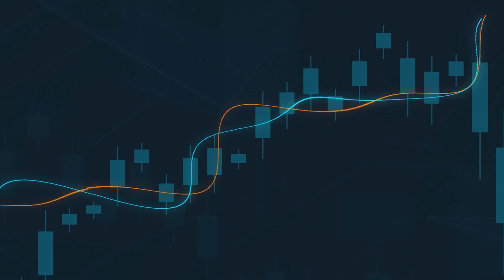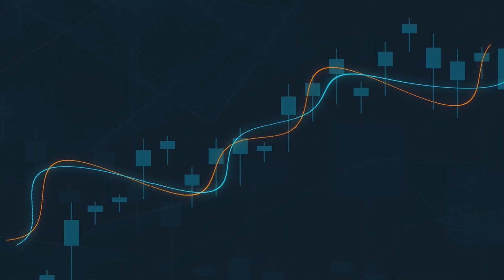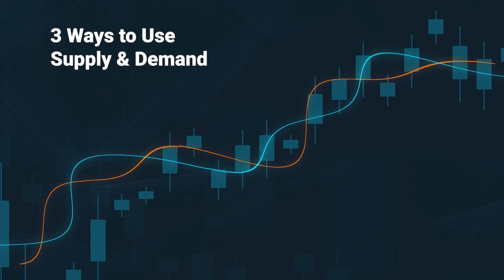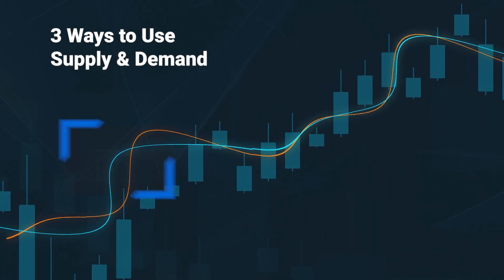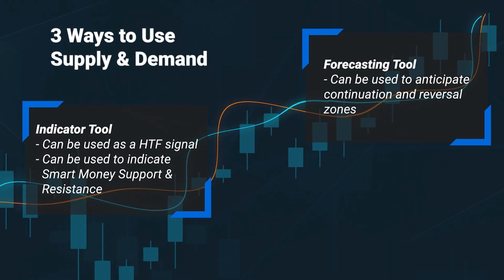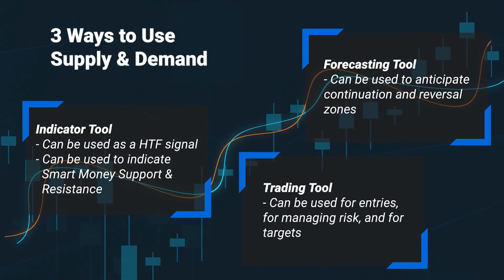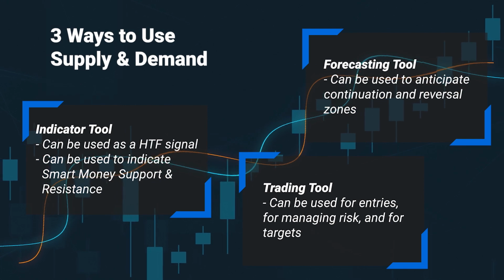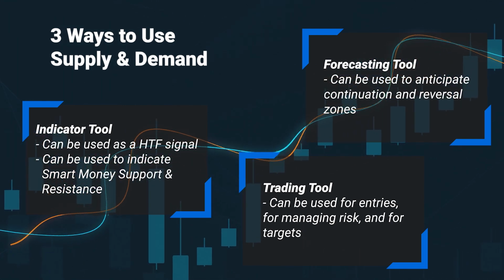It's very important to remember the objective is for you to use supply and demand in 3 ways. Those 3 ways are to use supply and demand as an indicator tool, a forecasting tool, and it can be used as a trading tool as well. But the most important thing to remember is for you to use this alongside whatever strategy you are currently using.